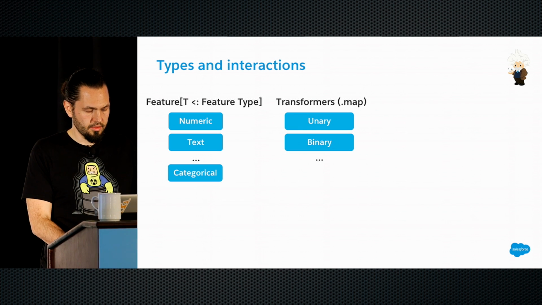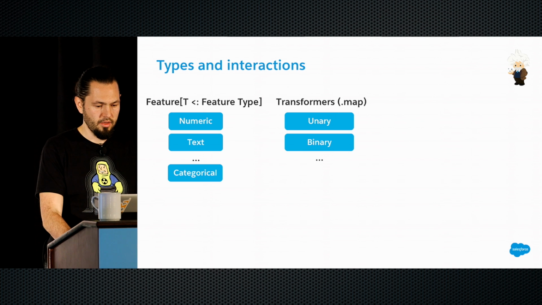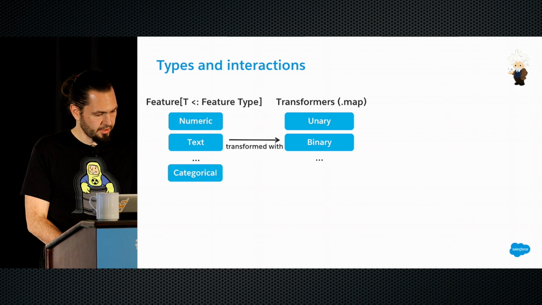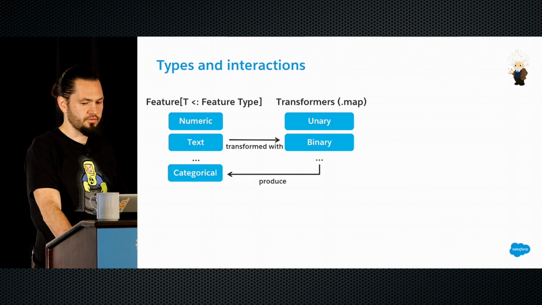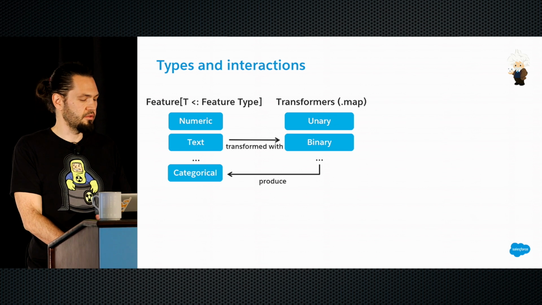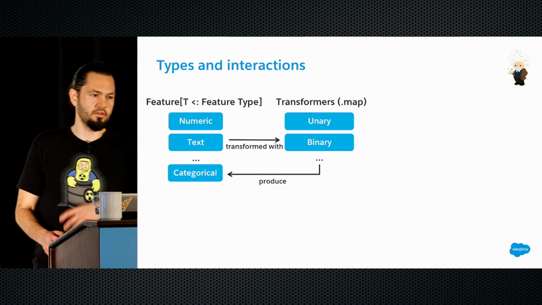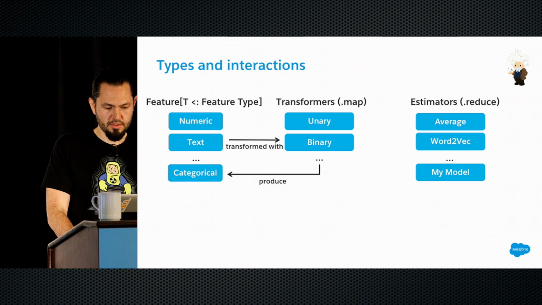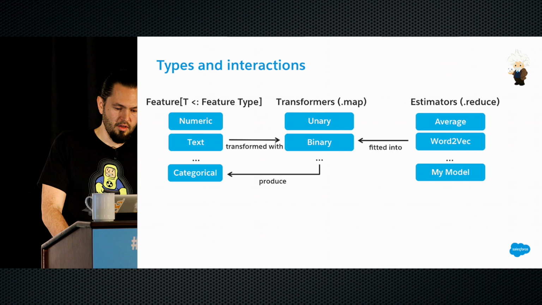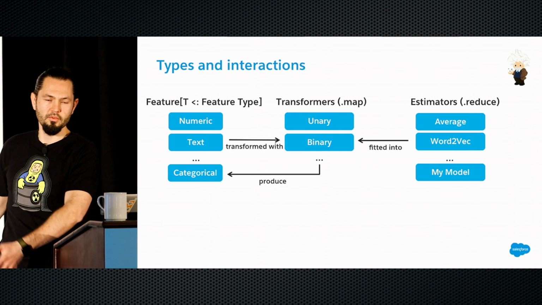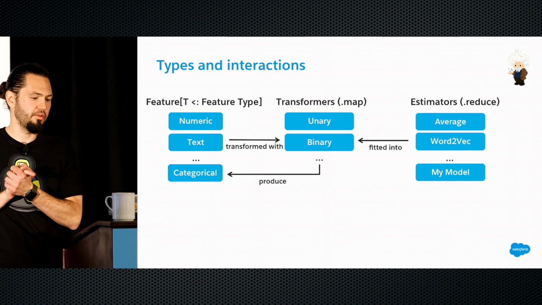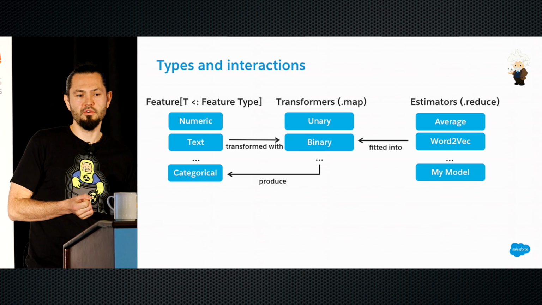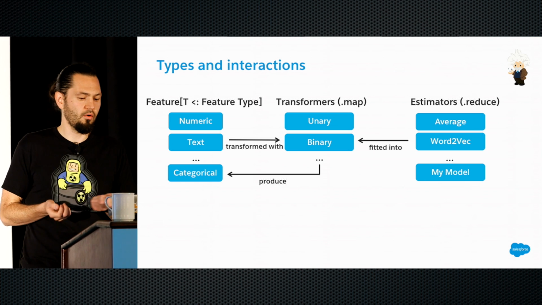Then we went there and said, okay, the transformers need to be typed, and of course there are multiple types of those. And transformers, what they do, they take a feature in, they transform it, and they produce back features. So this is our monadic map operation for the features. So estimators are essentially reduces, right? They take a column of data, they compute a single value, and they become a transformer essentially, right?